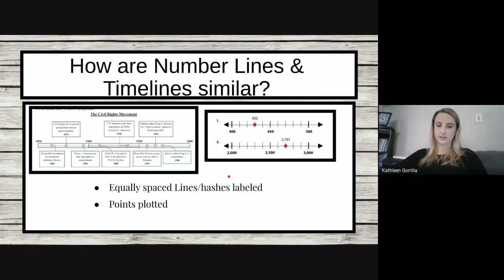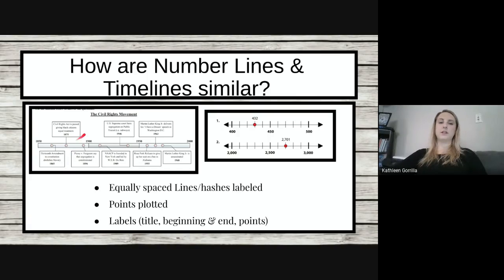They have points that are plotted. The dots are called the points. So there are dots, or points, on our timeline and on our number line, and they're labeled. On the number line, they're labeled with a number. On the timeline, they're labeled with a number as well, for the year. And then this one has some information. Sometimes they'll have that. And then there are labels.